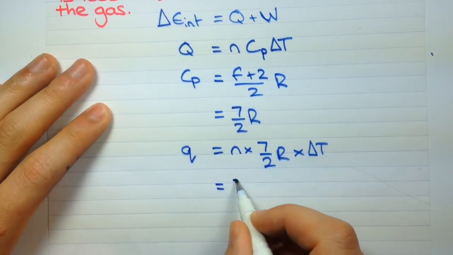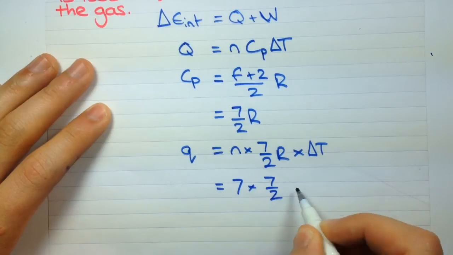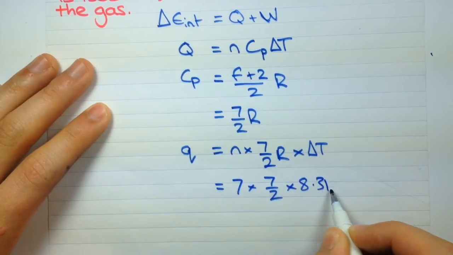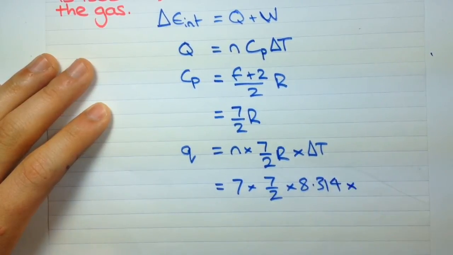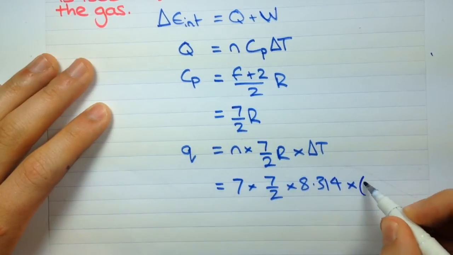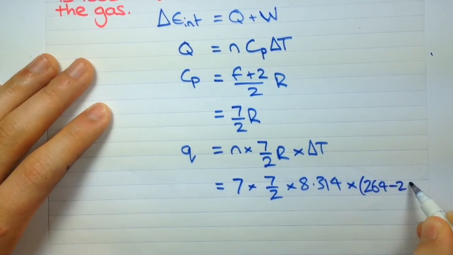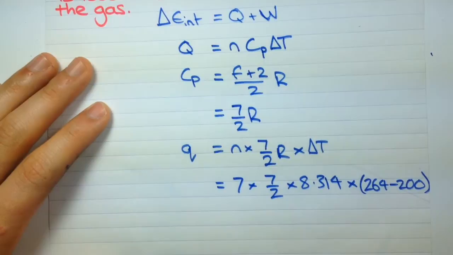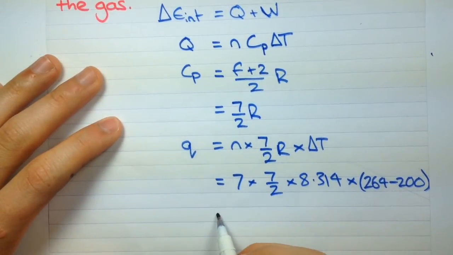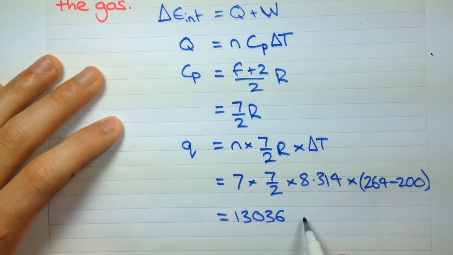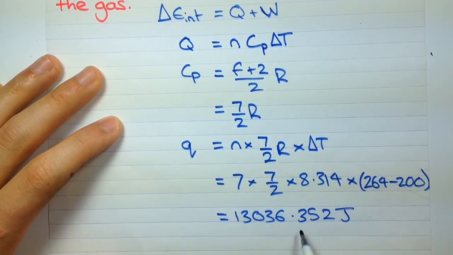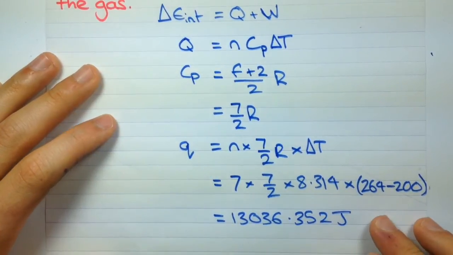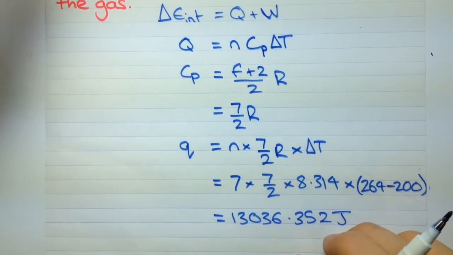Our n is 7. R was 8.314. And our change in temperature, 264 minus 200. Right, put that all in the calculator. And we end up with the heat added being 13036.352. Just going to put those on so that we don't round off anything important. And that's in joules. Right, so new page.